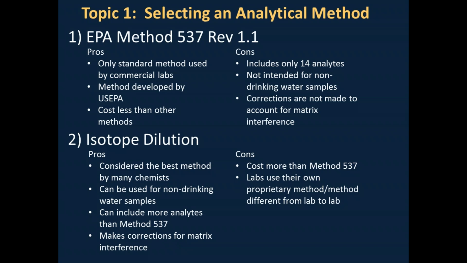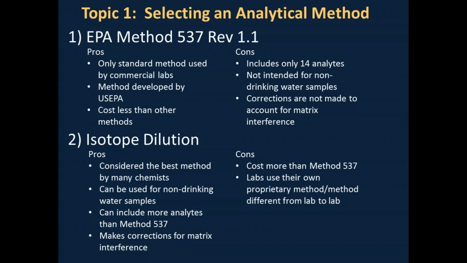So one of the first topics that we address in the primer is identifying an analytical method, and I think the later speakers are going to probably get into some more detail. But basically, you have two options at this time. It's EPA's method 537 or isotope dilution. Both methods are good. Both have some pros and cons. The EPA method 537 is a method established by EPA originally for UCMR3, but it's been continued to be used by commercial and state laboratories. It's the only common method used at this time by labs, so it's the one method that you can go from lab to lab and they're all measuring PFAS in the same way. The method is a little more cost-effective than isotope dilution, but some of the downsides of it is that it only includes 14 analytes. It's not really intended for non-drinking water samples, and that method doesn't include corrections for matrix interference.